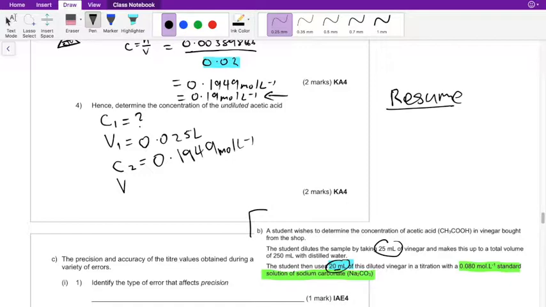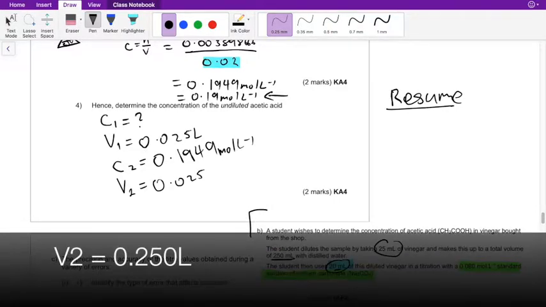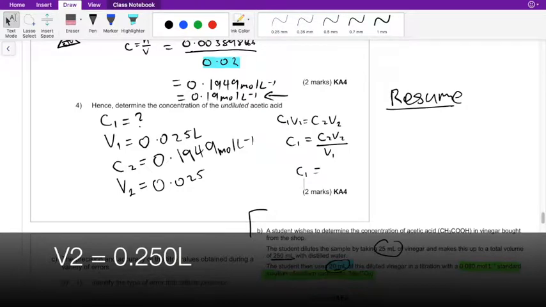And then our finishing volume was 250 millilitres, because that's what it was made up to when it was diluted. So if C1 V1 equals C2 V2, then C1 equals C2 V2 divided by V1. Sorry, I just made a little mistake. That V2 there was 0.25, not 0.025. Cool, so that's 0.25 litres.